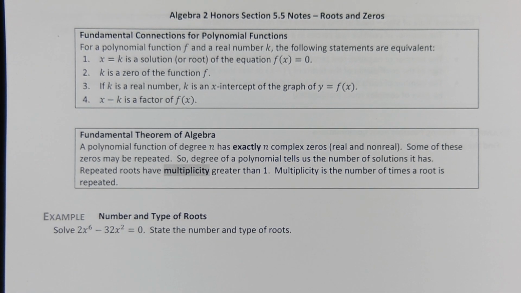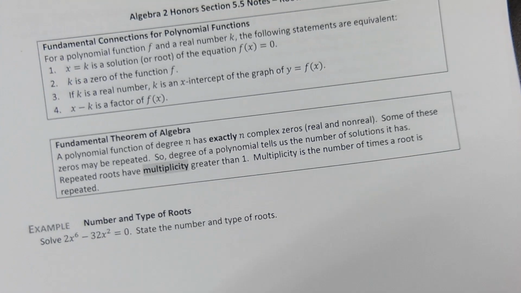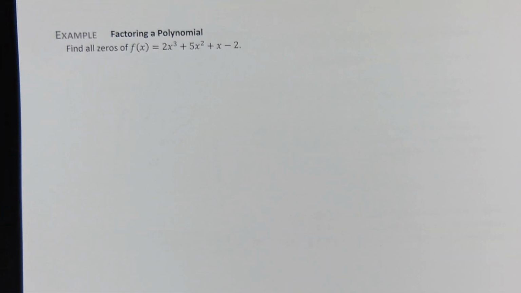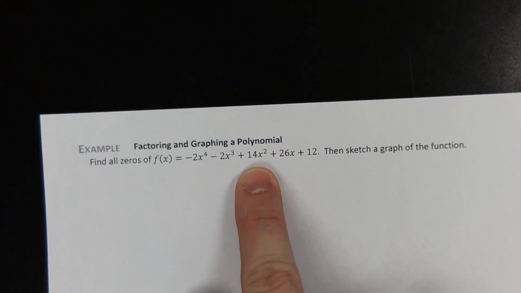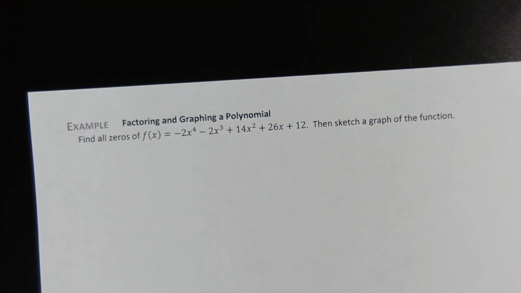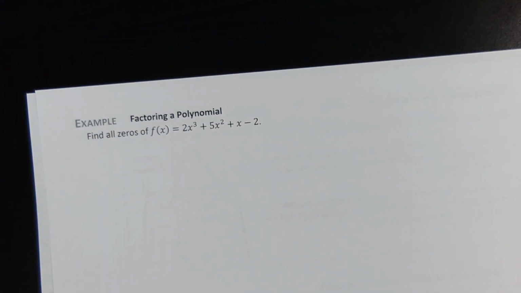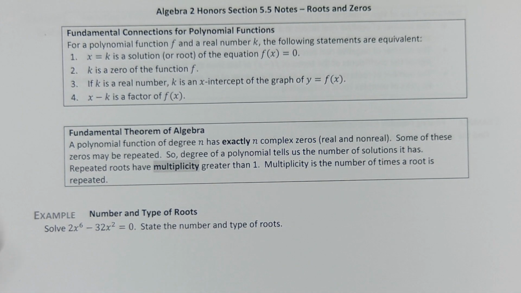What are we doing? The ultimate goal is to take polynomials of any degree we want and be able to graph them. That's the ultimate goal. And the only way that we can graph a polynomial is if we can factor a polynomial. And that's why we've been doing all the factoring so far.